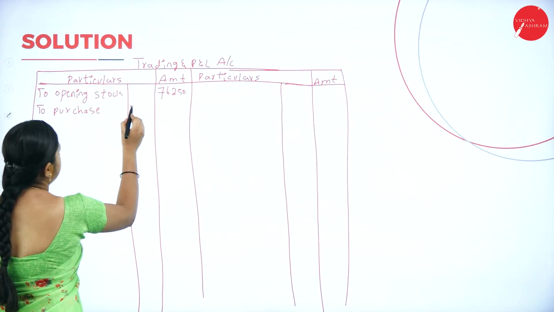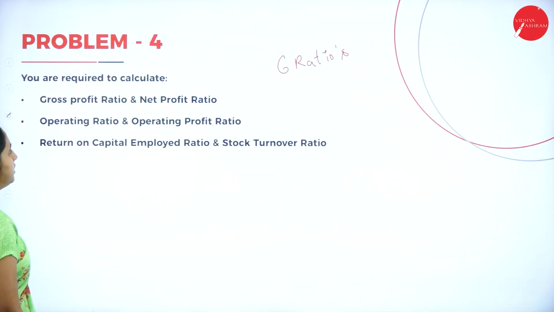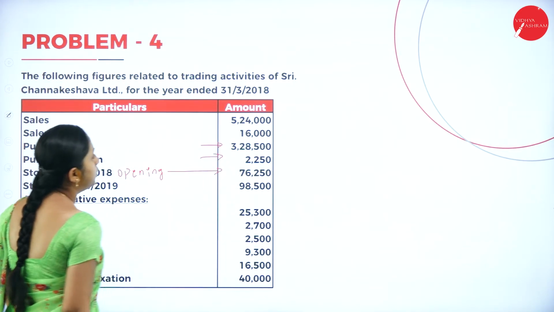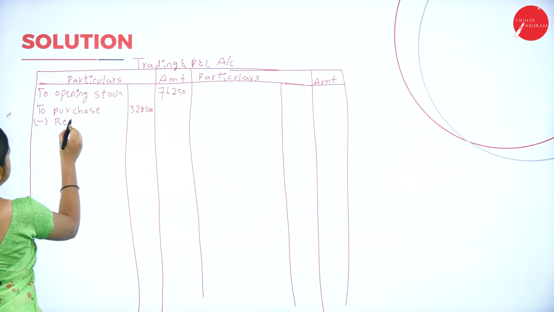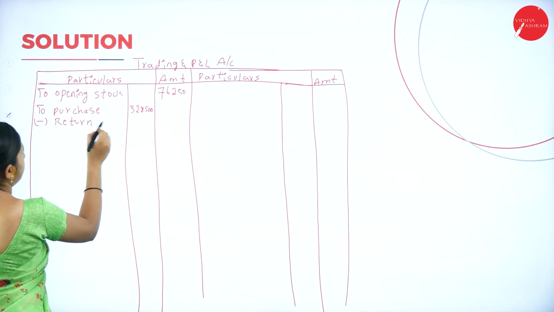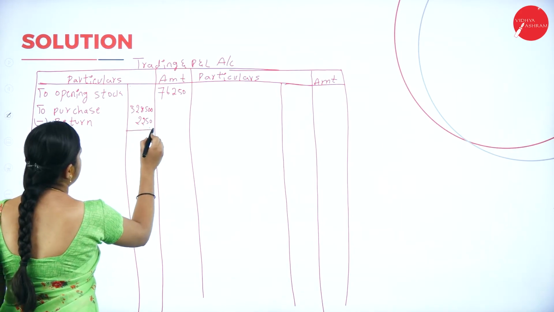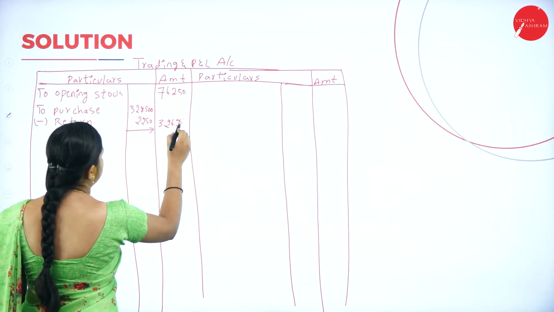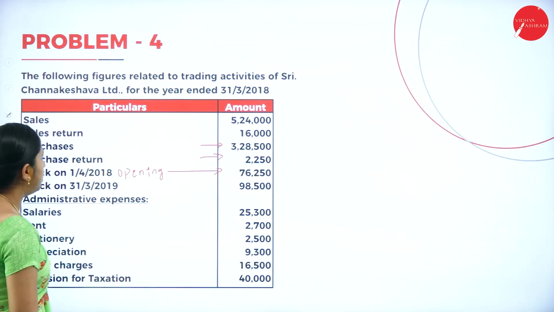3,28,500. We have purchase return, 2,250, less purchase return 2,250. In the outer column, 3,26,250. Any other direct expenses? No. So the debit side of the trading account is over.